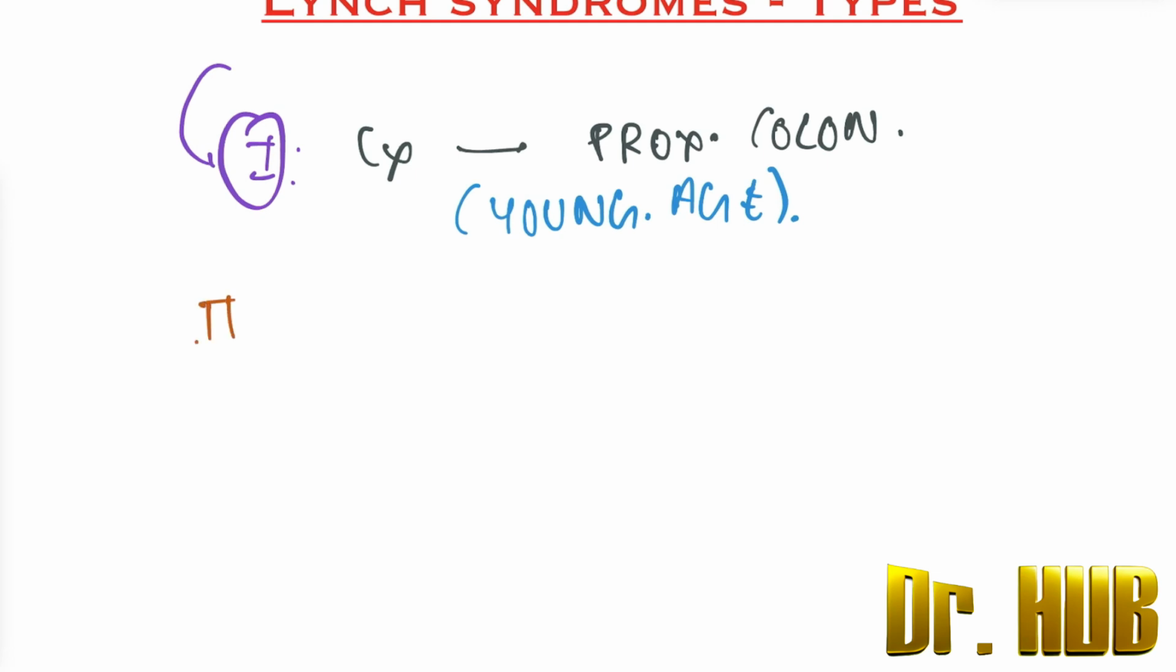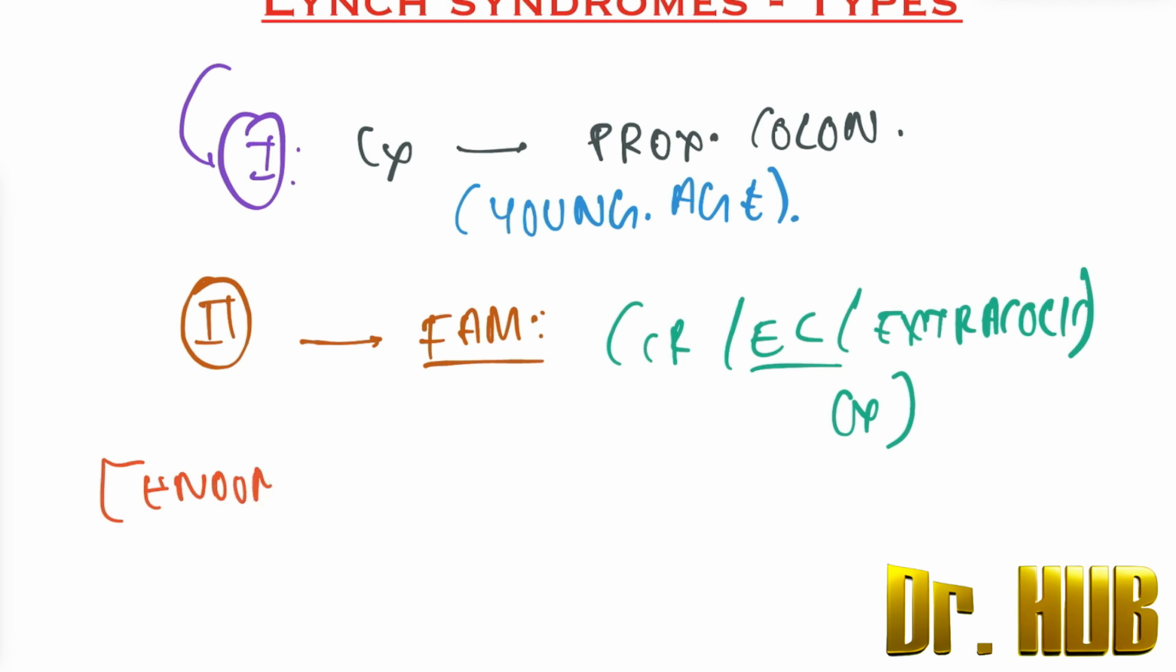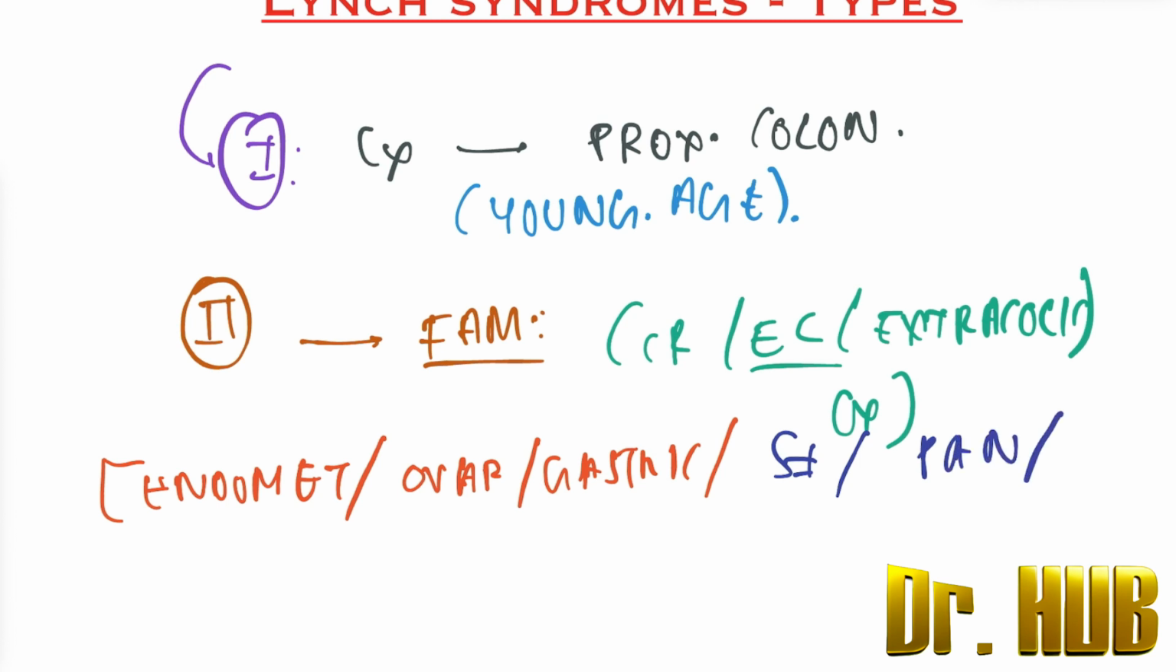Next we move on to type 2. So this type 2 of the syndrome is characterized by families at risk for both colorectal as well as extracolic cancers, and it includes the endometrial as well as the ovarian, gastric, small intestine, pancreatic, the ureteral as well as the renal pelvic origin.